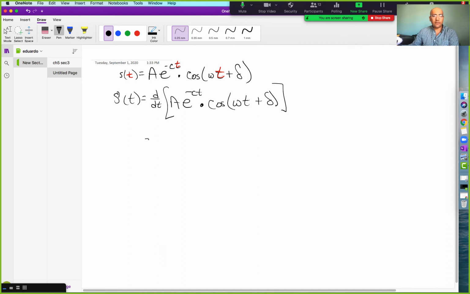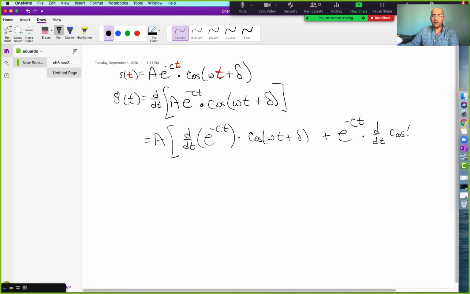I'm going to bring out the constant, A times the derivative of the first function, which is going to be e to the negative ct, times cosine of wt plus gamma, like that, plus, and now, remember we take turns, so now leave that function alone, times the derivative with respect to t of the other function, cosine wt plus gamma, like that.